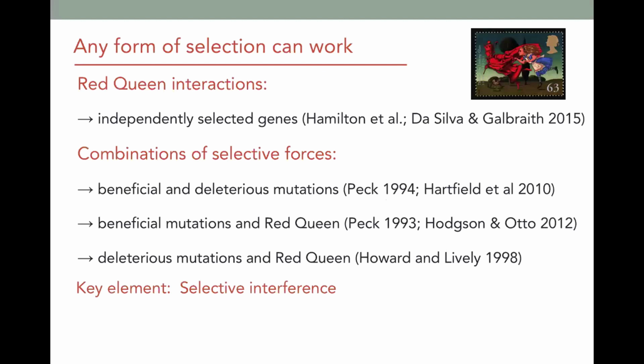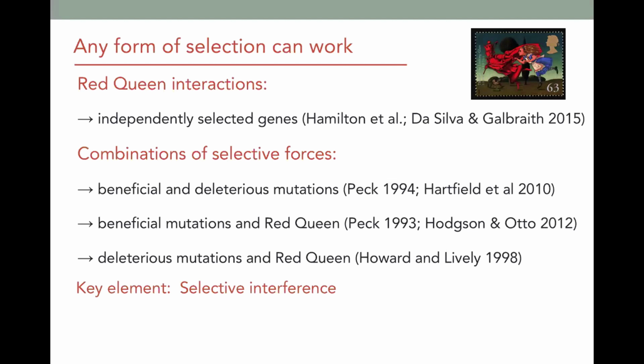Host-parasite interactions, so-called Red Queen interactions, also work, or combinations of these selective forces: beneficial and deleterious, beneficial and Red Queen, or deleterious and Red Queen. The key element is that with stochasticity, selection doesn't act on each locus independently. It acts on the cohorts of alleles that are found in the genomes present within a population.